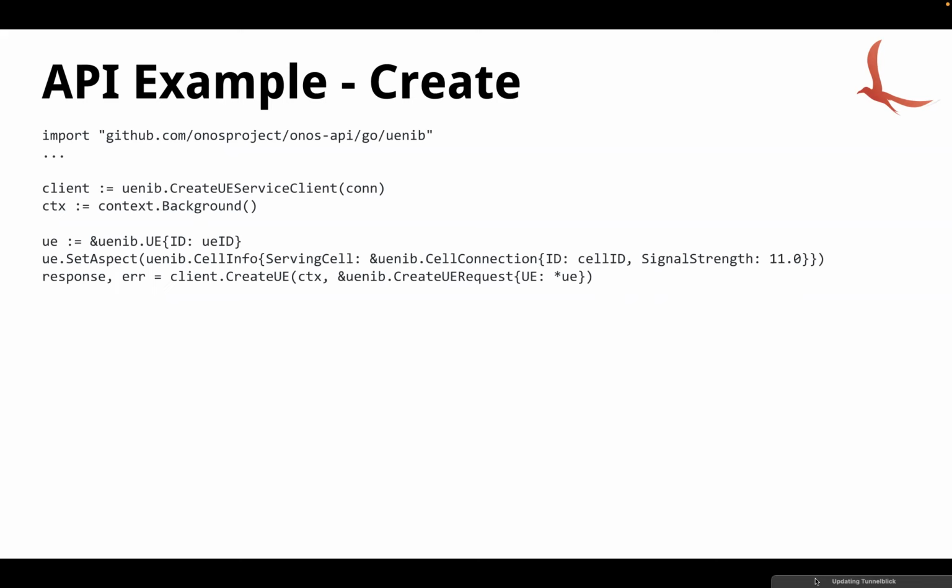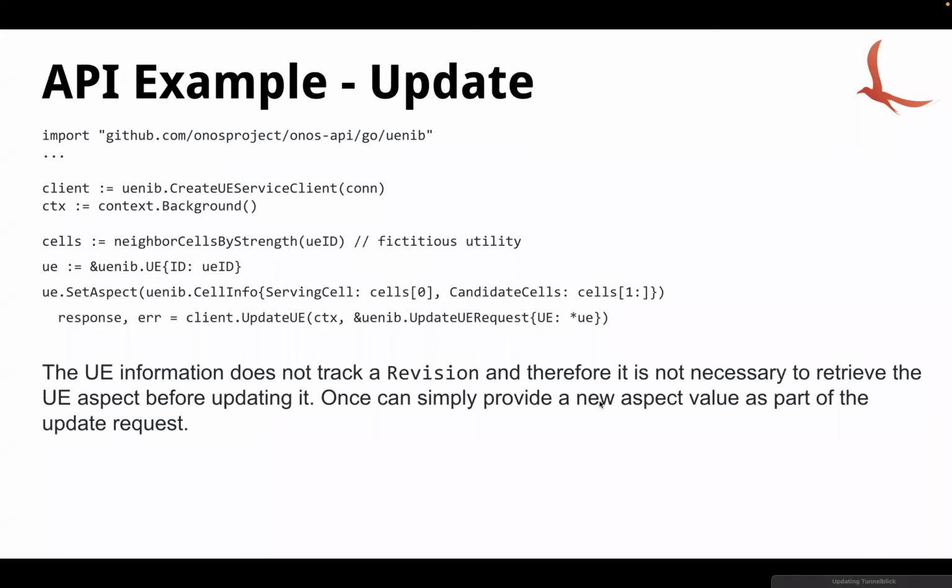Okay. So the creation and update are very similar. The update is very similar to create in the sense that, because there's no revision to bump, we can just synthesize a new UE object with the proper ID, inject information into it, and go ahead and update it. You can basically slam completely over the previous one with no regard for version. Right, that's one difference.